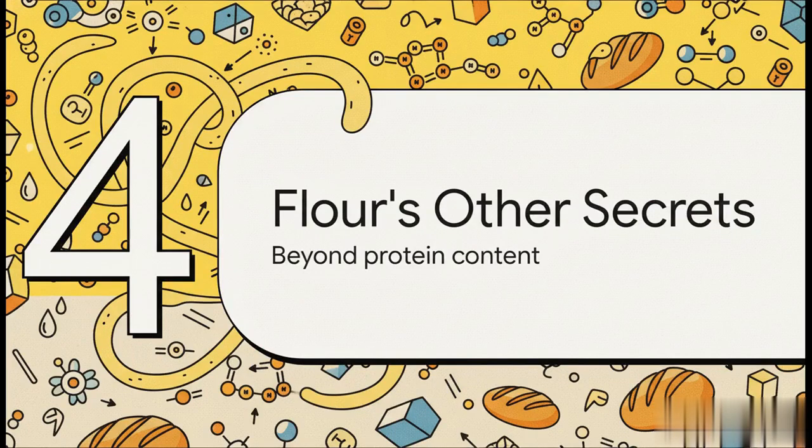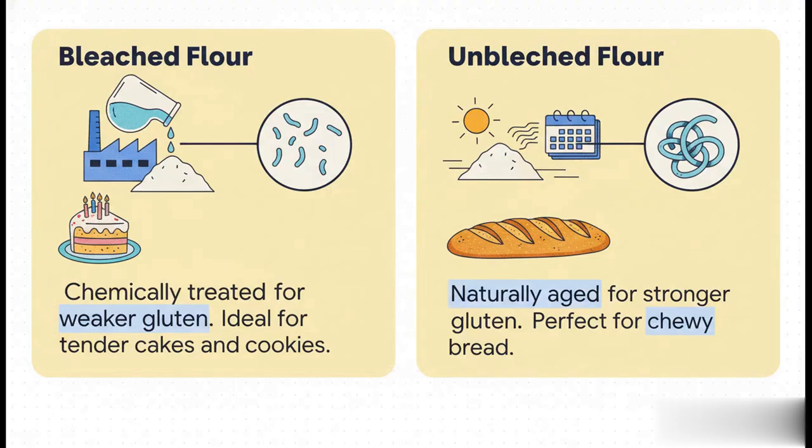Right, so just when you think you've got it all figured out, there's a twist. Because while protein is definitely the star of the show, it's not the only factor. Let's pull back the curtain on some of flour's other secrets. First up, bleached versus unbleached. You see, bleached flour is treated with chemicals that don't just make it whiter, they also weaken those gluten-forming proteins. That makes it perfect for really tender bakes, like cakes. Unbleached flour, on the other hand, is just aged naturally, and that process actually helps it develop a stronger gluten potential, making it way better for chewy bread.